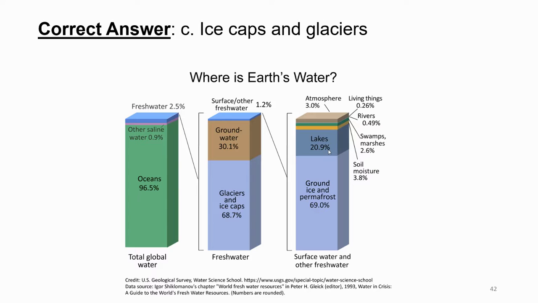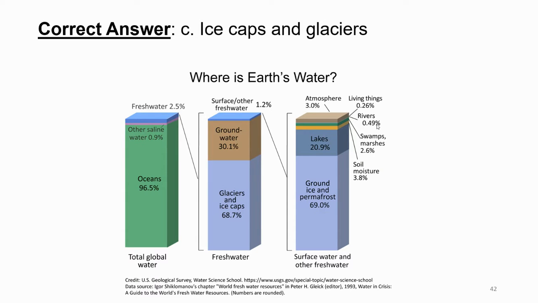Of the remaining portions, almost 3 percentage is in the atmosphere as moisture. Another 3.8 percentage exists as soil moisture, 2.6 percentage as swamps and marshes, a very small amount, 0.49 percentage, exists in the rivers, and 0.26 percentage is within the living beings including human beings. Okay, so this is the distribution of total global water.